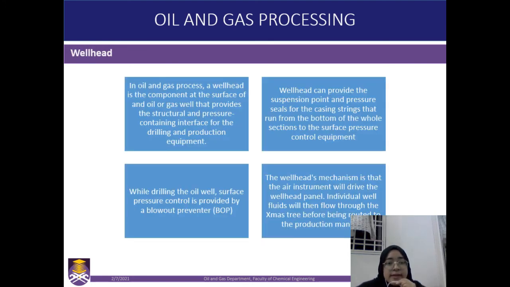The wellhead is the component at the surface of oil and gas that provides the structural and pressure containing interface for the drilling and production equipment. While drilling the oil well, surface pressure control is provided by a blowout preventer, which is called BOP, and the wellhead's mechanism is that the air instrument will drive the wellhead panel. Individual well fluids will then flow through the Xmas tree before being routed to the production manifold.